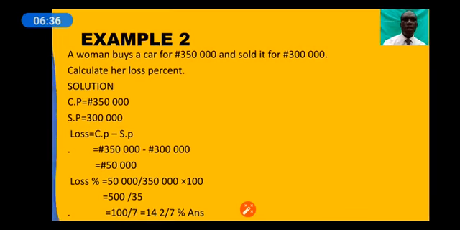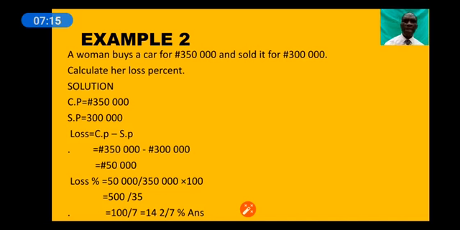Example 2, this reads as, a woman buys a car for 350,000 naira and sold it for 300,000 naira. Calculate her loss percent. So in this example, we are looking for loss. So we take the solution. The cost price is equal to 350,000 naira. Selling price is 300,000 naira. And so we have our loss as cost price minus selling price. This brings us 350,000 naira minus 300,000 naira to give a loss of 50,000 naira.